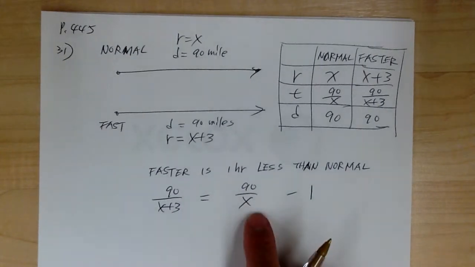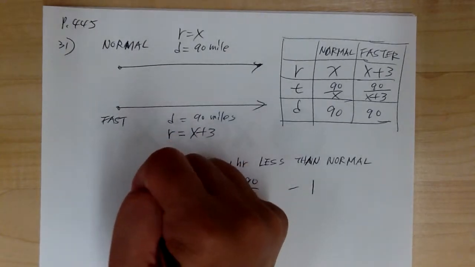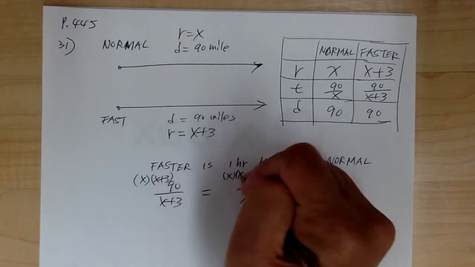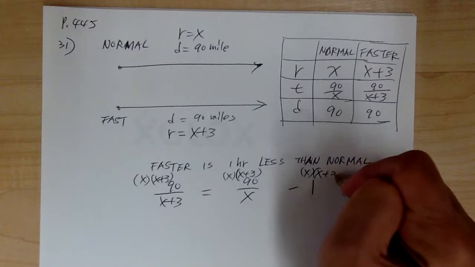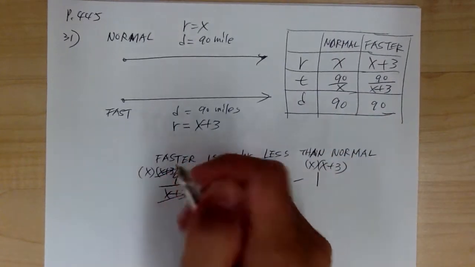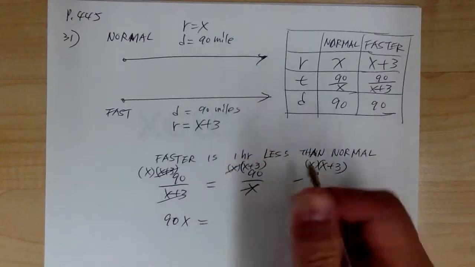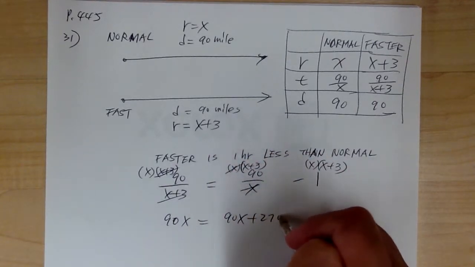To solve this equation, you need to multiply by common denominator. So your common denominator would be x and x plus 3. Okay. So it would be x plus 3. So it would be x plus 3. So this will cancel out. So you're going to get 90x equal this cancel. So you're going to get 90x plus 270.